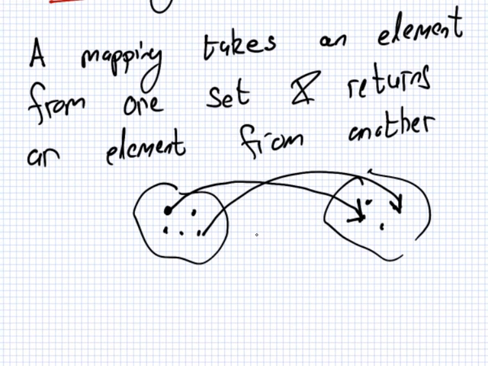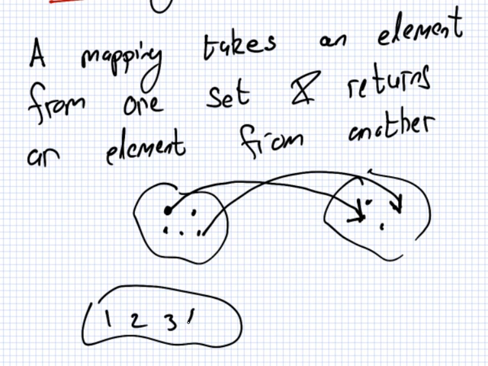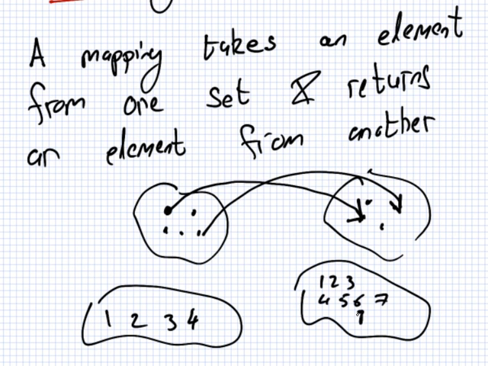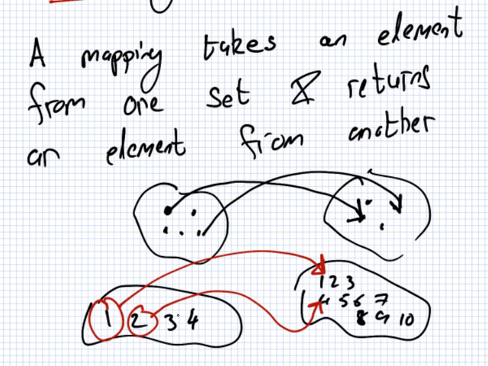No, it's not that. Here's a very, very simple example. Here's the set of the numbers 1, 2, 3, 4, and here's the set of the numbers 1, 2, 3, 4, 5, 6, 7, 8, 9, 10. Okay? A mapping might take 1 and map it to 1. It might take 2 and map it to 4. It might take 3 and map it to 9.